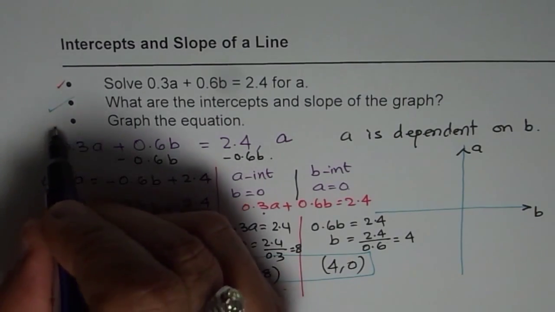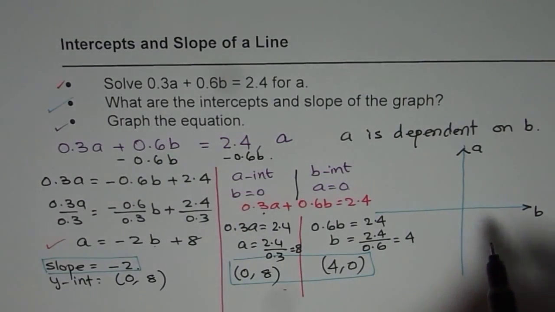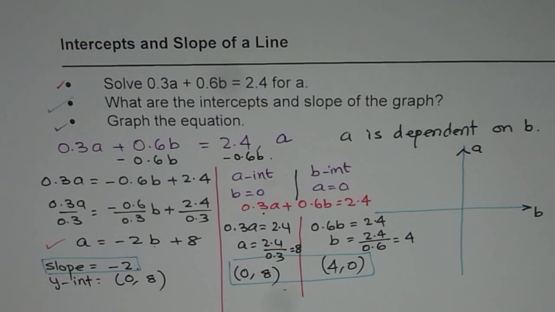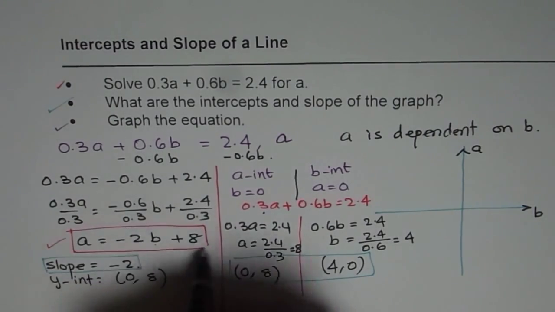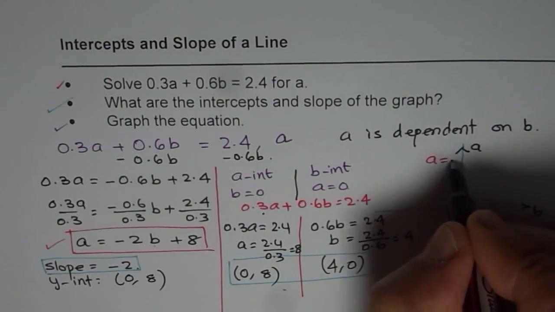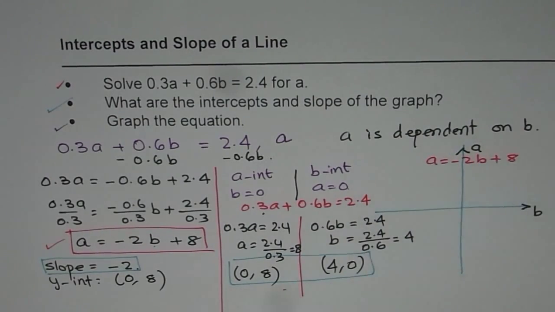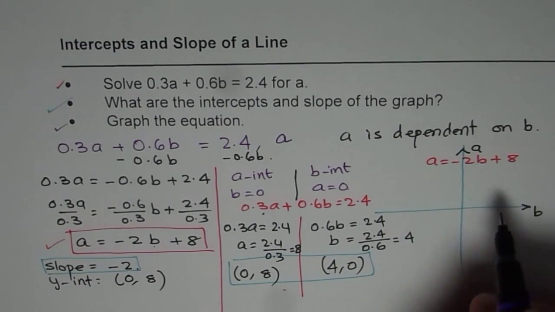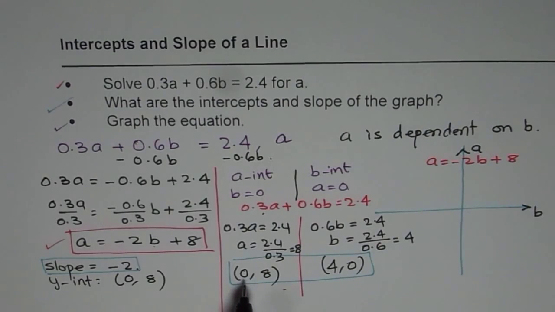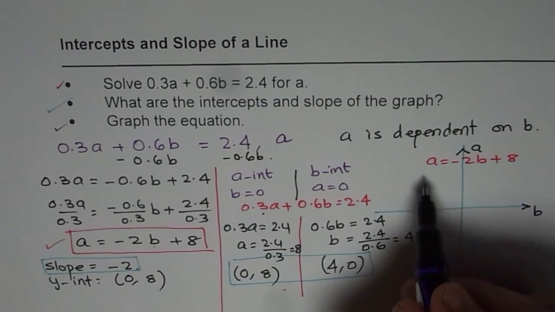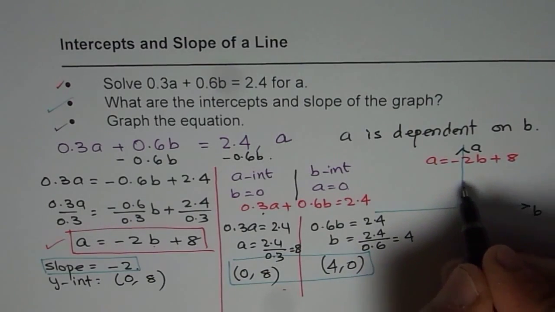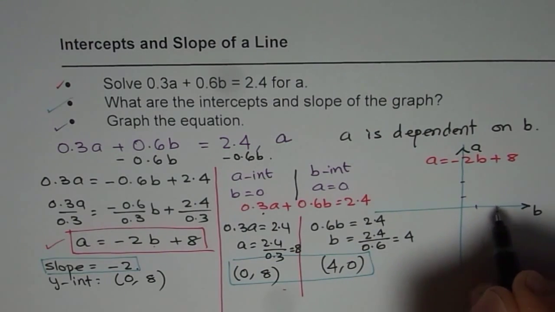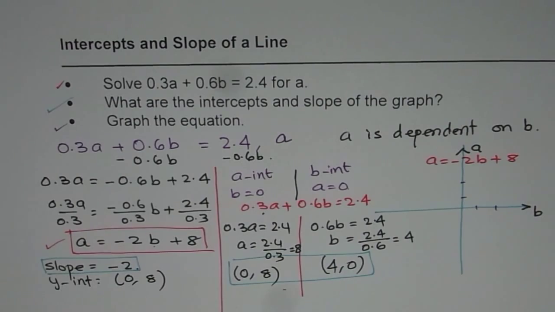Let us look into graphing. We are going to utilize the equation which we developed, which is a equals minus 2b plus 8. Now, we know the a-intercept is along this axis since a is dependent on b, which is 8 for us. Let's say this is 2. Let's say this is 4. This is 8. Let's have divisions of 4 and 8. This is 4. This is 8. Since I'm running out of space.